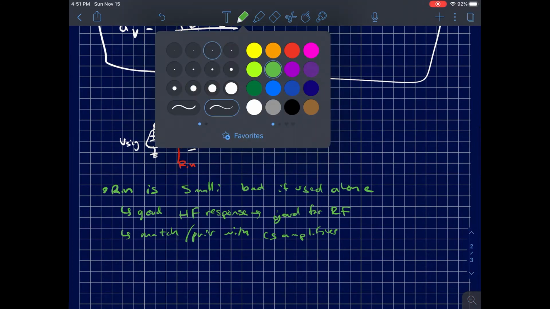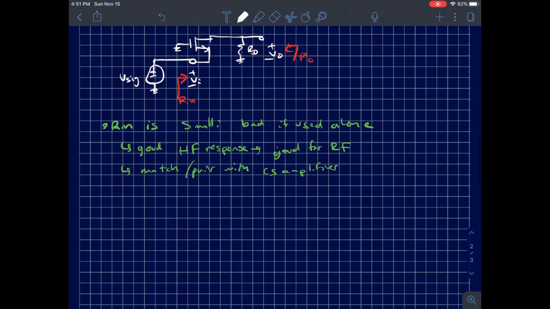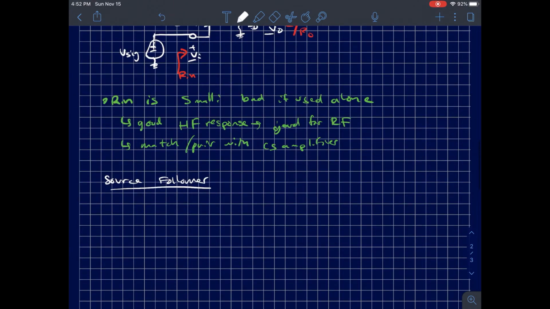There's only one other type of amplifier to discuss, and that is the source follower. The source follower, or common drain amplifier, is also sometimes called a buffer, and its characteristics are that Ri is infinite, Avo ideally is 1, Av is equal to RL over RL plus 1 over gm.